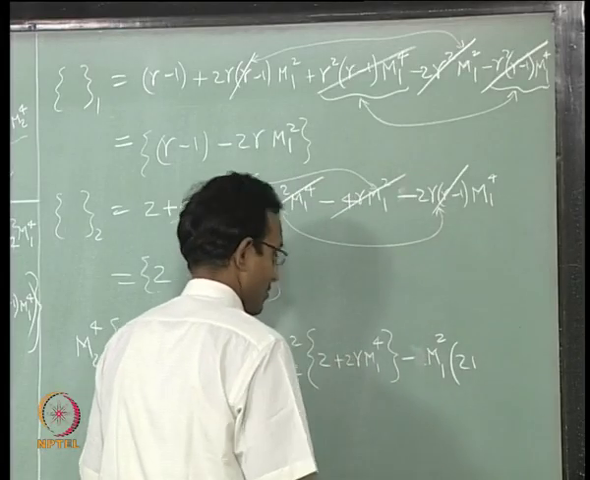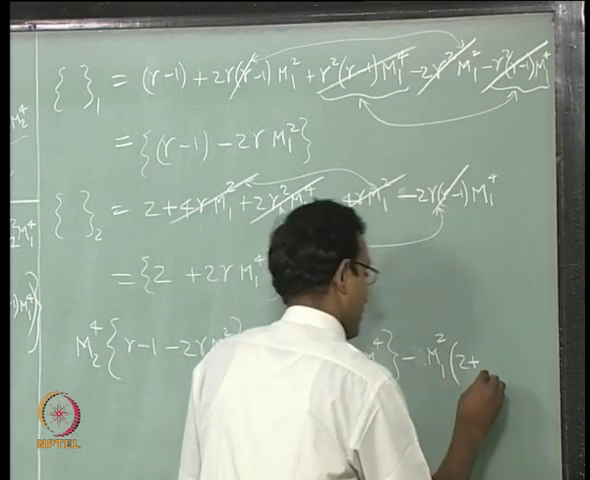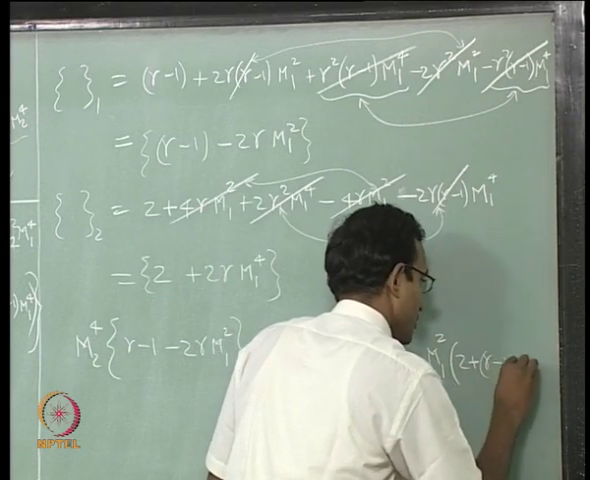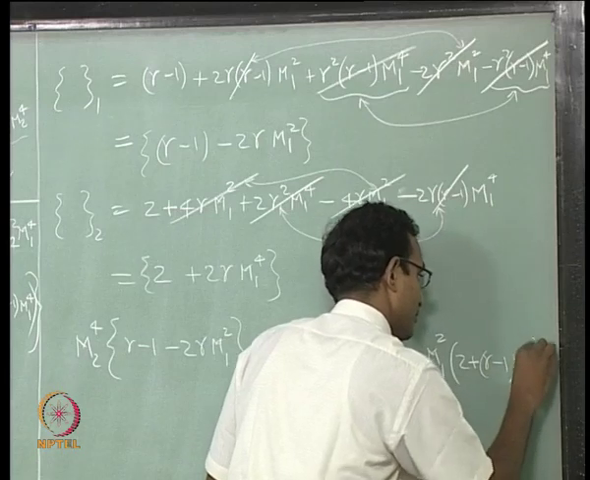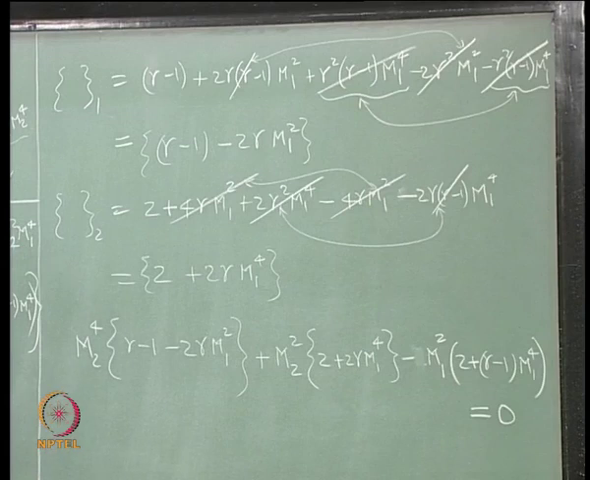Minus m 1 square is what I am pulling out, we will keep 2 plus gamma minus 1 m 1 power 4, this whole thing equal to 0. Whatever I wrote in 3 lines has now become almost one line equation, okay. That is what I have brought it down to.